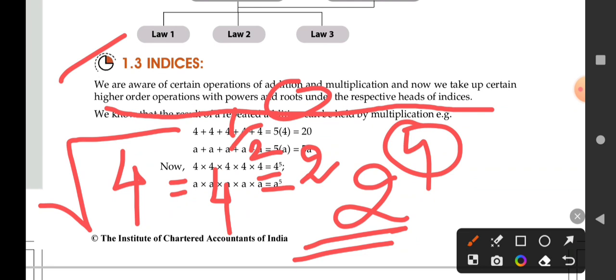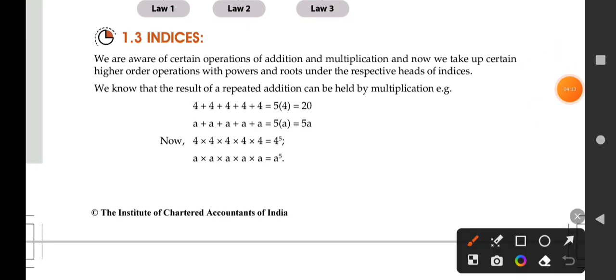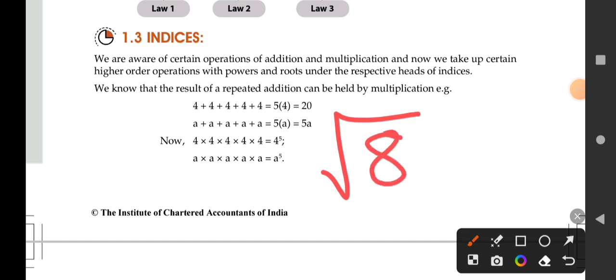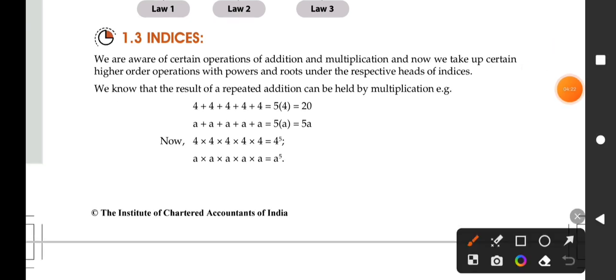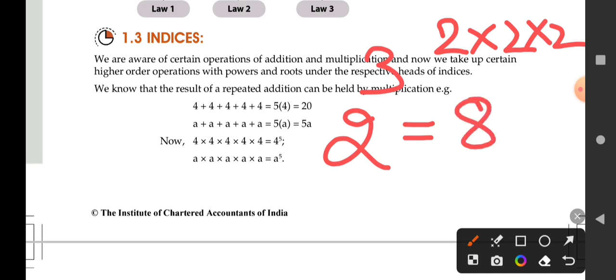For example, let's start with cube. Let's start with 2 cube. So 2 cube is 2 into 2 into 2, which is equal to 8, correct? So cube root of 8 is 2. We can read this very well now.